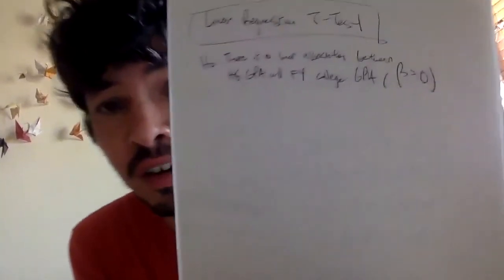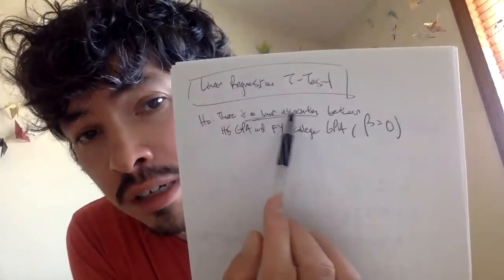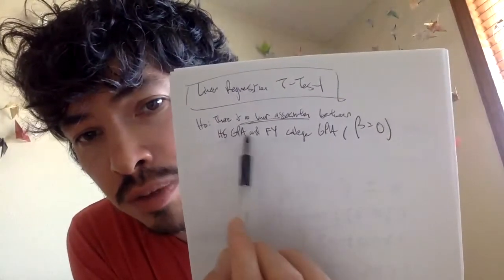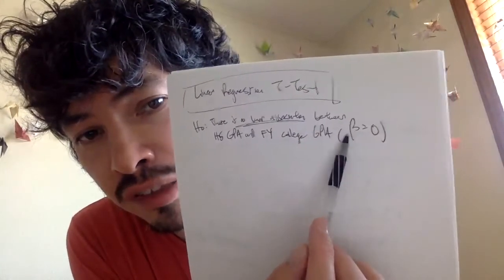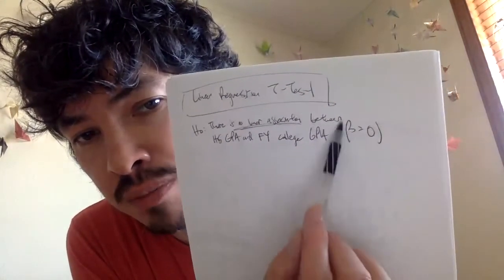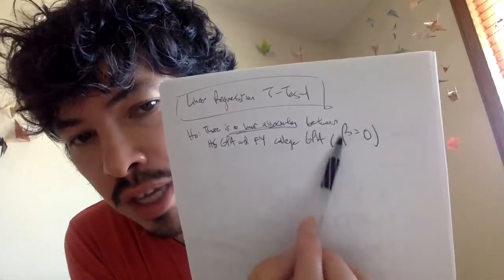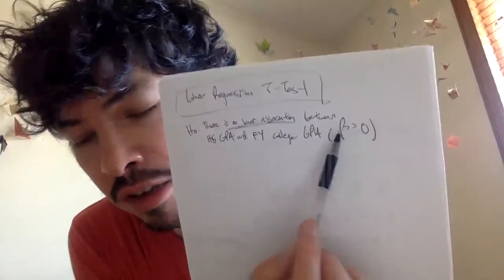And what we like to say there is that the slope equals 0, in parentheses. That's our null. Null is always no linear association. There is no linear association between high school GPA and freshman year college GPA. The slope equals 0. That's capital B, beta. That's like the population slope. Beta equals 0. That means the slope equals 0.